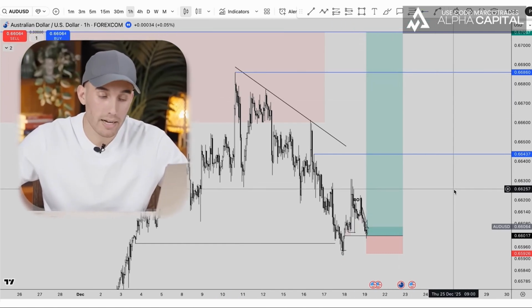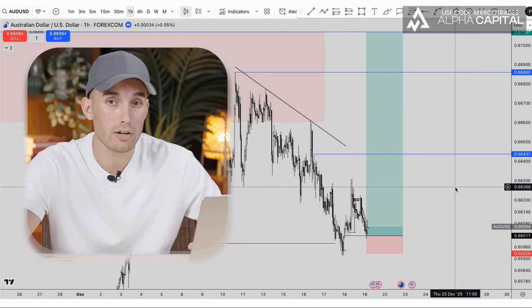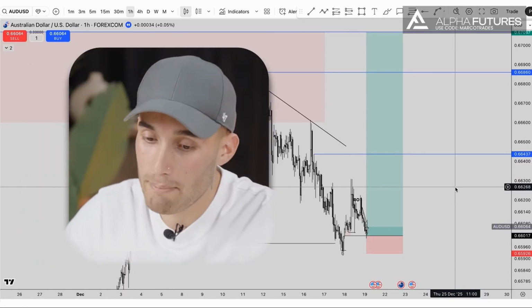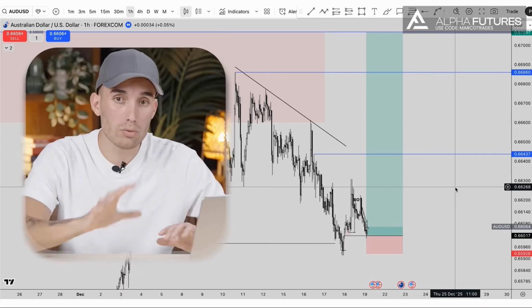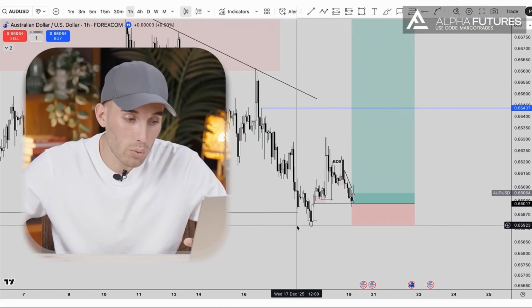That's completely fine. Everyone is different. So if I'm comfortable to hold full volume to full target, maybe someone else isn't. So do what you're comfortable with, okay? Manage the trade according to your own comfortability. We are in Aussie here, and again, remember, stop loss always below this low.